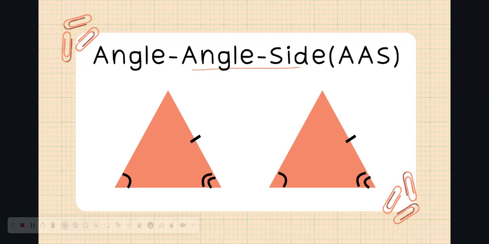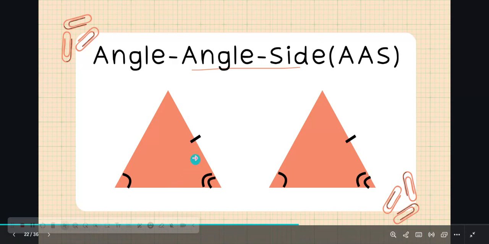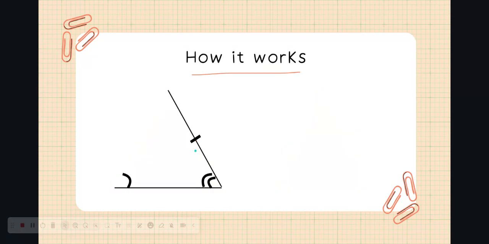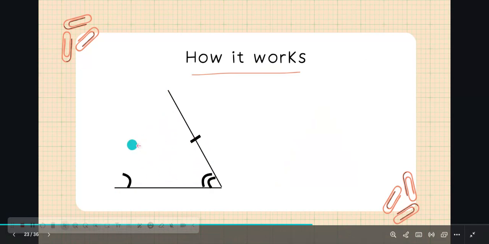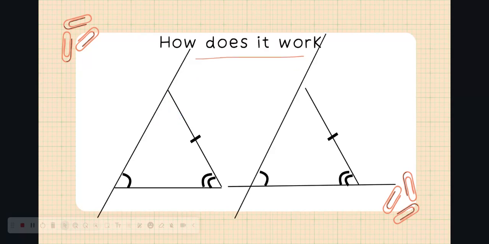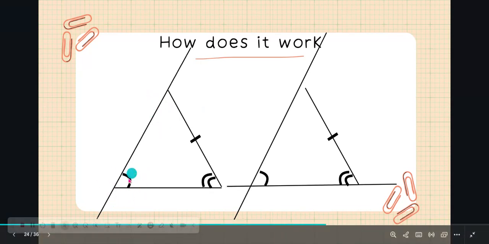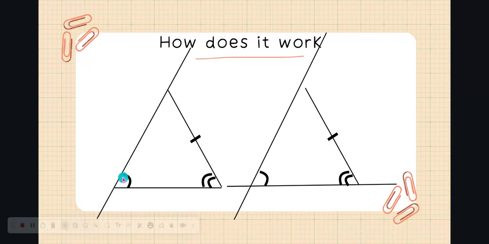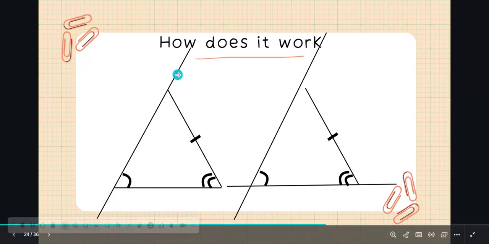Angle angle side, or AAS. This is shown by two corresponding congruent angles and one corresponding congruent side. How it works: say we have a triangle with this proof. If we were to fill in the last line segment to finish the triangle, there's only one possible line segment we can use. Same as before, no matter how long or short, if it used the angle measurement that we were given before, then there's only one possible way it can connect. In this example, we are not using the angle measurement, therefore it cannot connect.